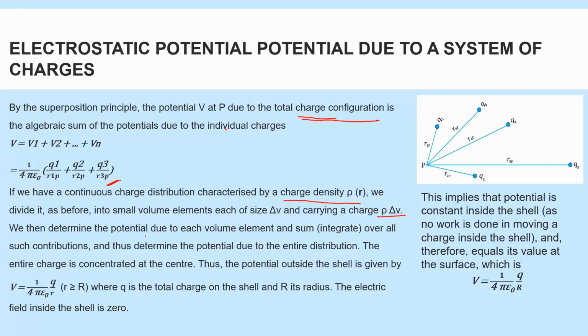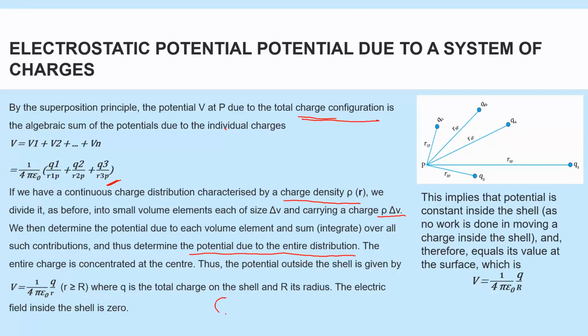Then we can find the potential due to each volume element, and we can sum, that is integrate, over all the contributions, and then we will find the potential due to the entire charge distribution. The entire charge is effectively concentrated at the center of the volume we are considering, and thus the potential outside the shell, inside which the charge is concentrated, can be given as V equals 1 by 4 pi epsilon 0 q by r.